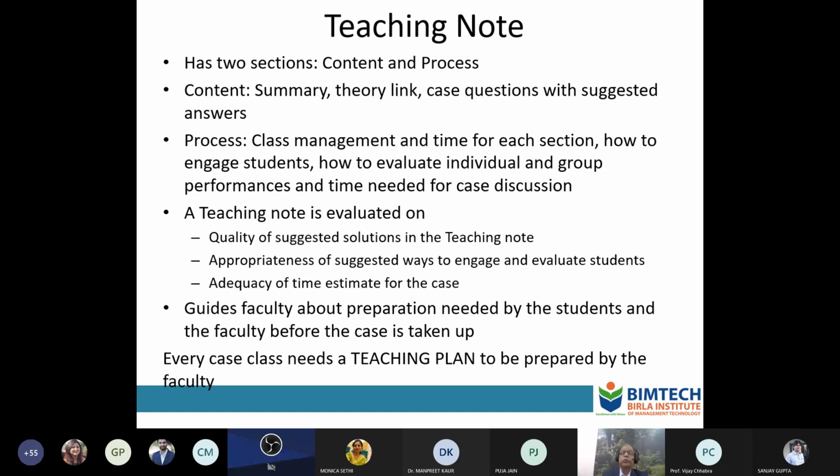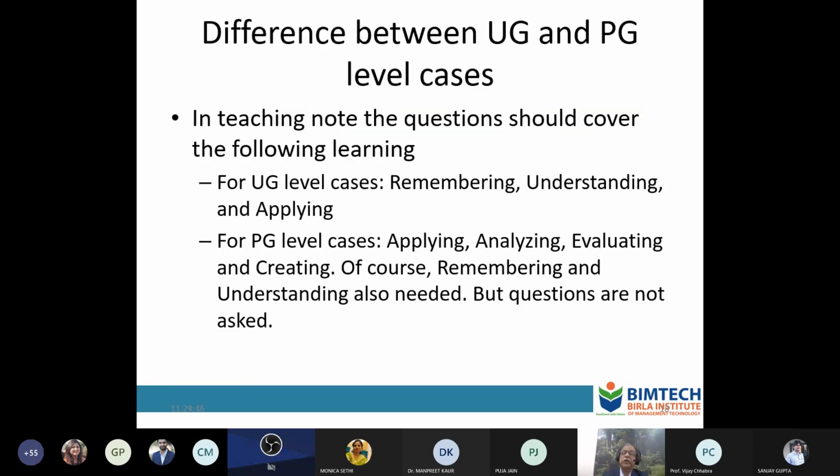So Bloom's taxonomy, this I have covered, undergraduate and postgraduate. It purely depends on which of the six levels of Bloom's taxonomy the case has covered. If the case stops at remembering, understanding, applying kind of questions, it is definitely for a UG class. If a PG level case is administered at UG level, they will not be able to relate because they are not proficient in analyzing, evaluating, and creating. Okay.